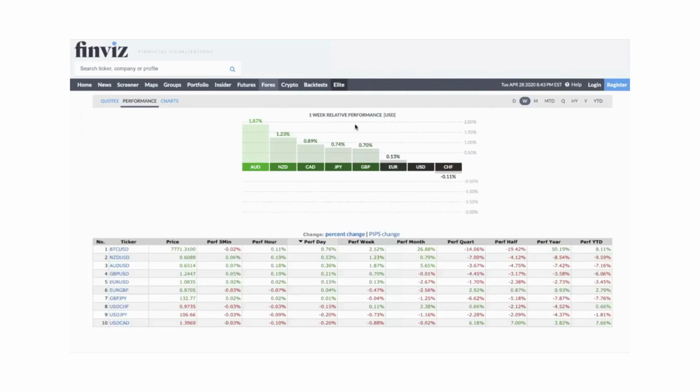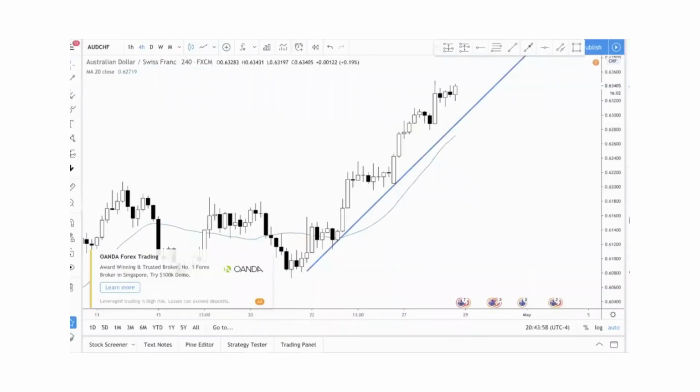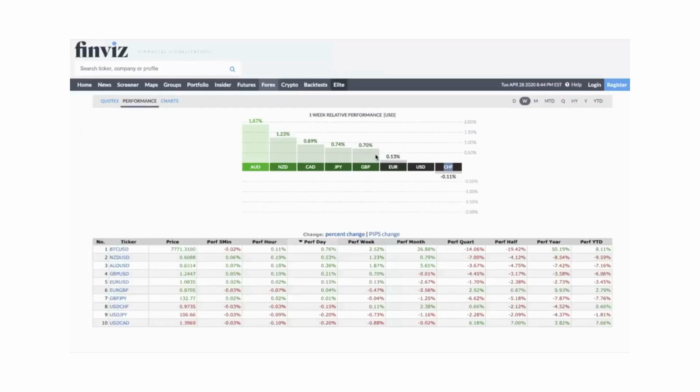To sum up this video, you want to come over to Finviz and switch to the weekly performance. You want to pair the strongest with the weakest, and then come to the chart to look at whether there are any trading opportunities to trade with the trend. You can also look at counter trend, but I don't recommend it for beginners. And lastly, you can use this as an indicator to forecast next week's movement, what currency pair might move next week. It's not a fact, but this is a good indicator.